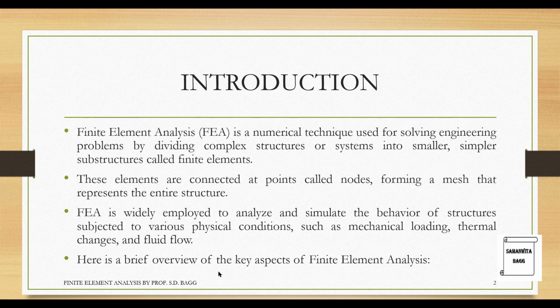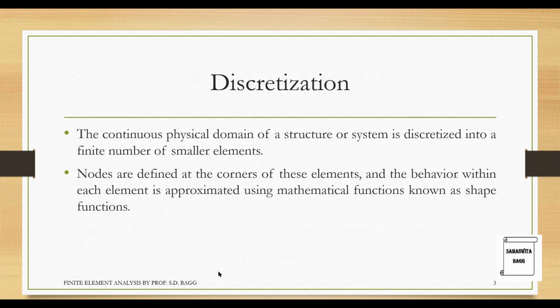Here is a brief overview of the key aspects of FEA. The first step in FEA is discretization. The continuous physical domain of a structure or system is discretized into a finite number of smaller elements. That is the first step of solving FEA, wherein we take the entire body and divide it into a mesh. Nodes are defined at the corners of these elements, and the behavior within each element is approximated using mathematical functions known as shape functions.